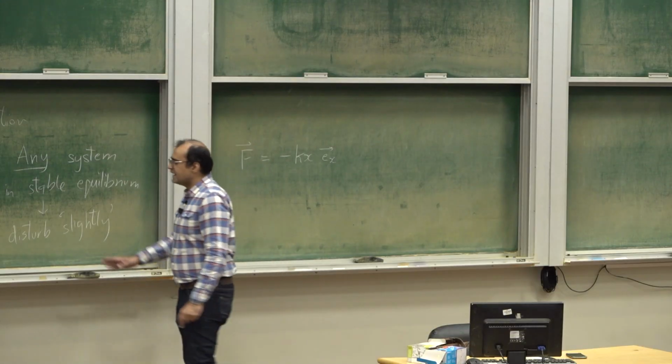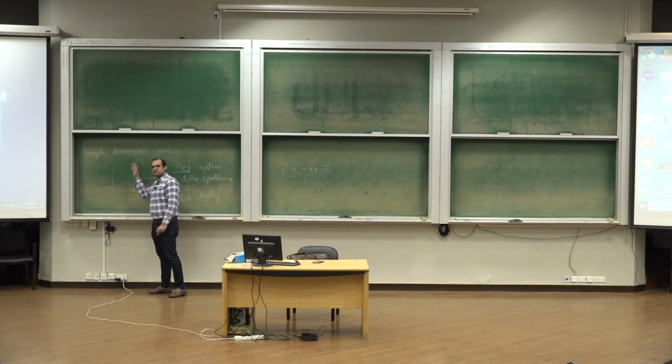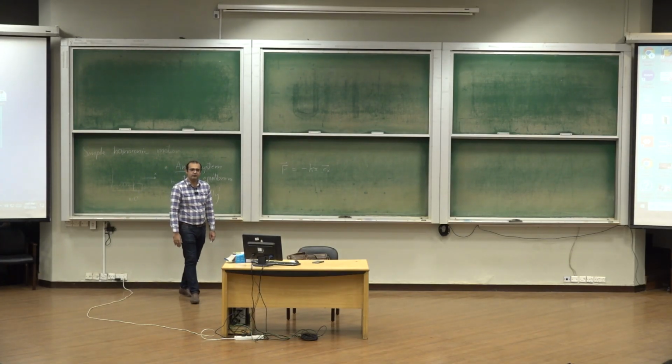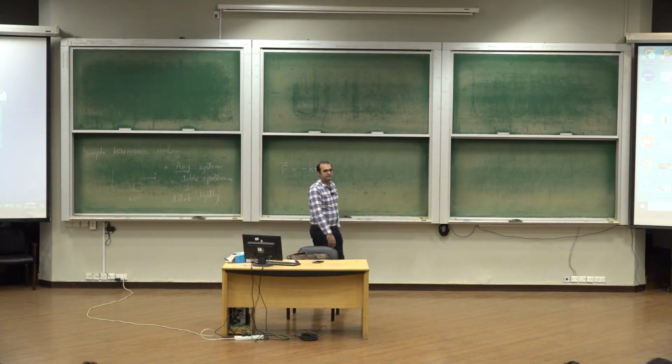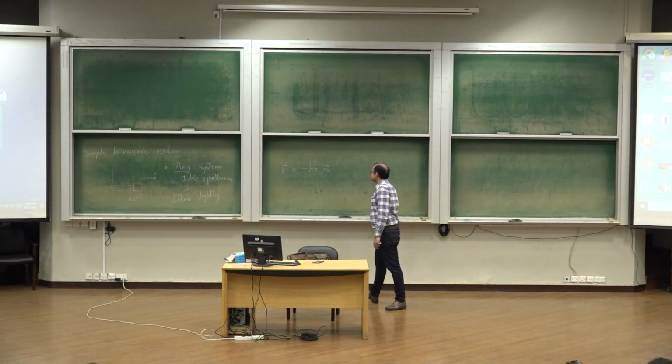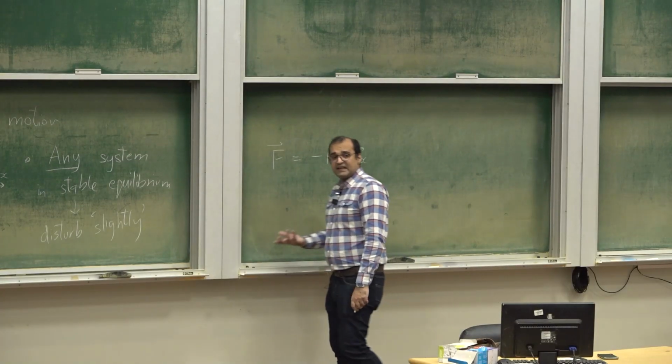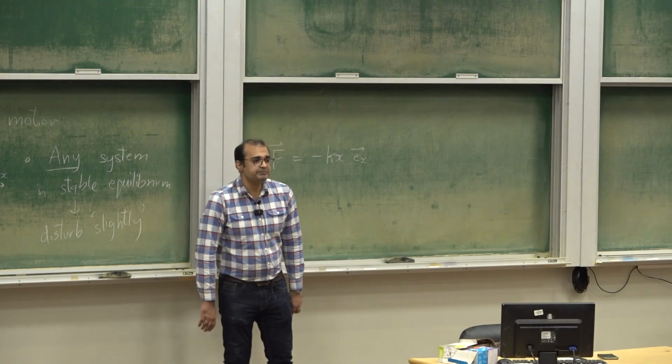This force always tries to bring the block back to equilibrium. If the block is to the right of the equilibrium point, the force is to the left. The force is trying to bring it back to the equilibrium point. If the block is to the left of the equilibrium point, the force is now to the right. That's what this minus sign ensures. If x is positive, the component is negative. If x is negative, the component is positive. That's the characteristic feature of simple harmonic motion.